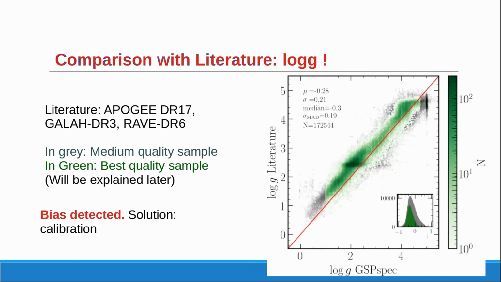But in log g, we observe this same trend, let's say, but shifted. We have a bias that we will have to correct. I will explain how we correct it. And this bias is almost 0.3, a huge bias in log scale, in the scale of the surface gravity. And we propose a polynomial correction for it.